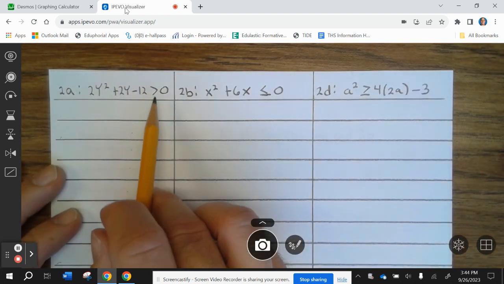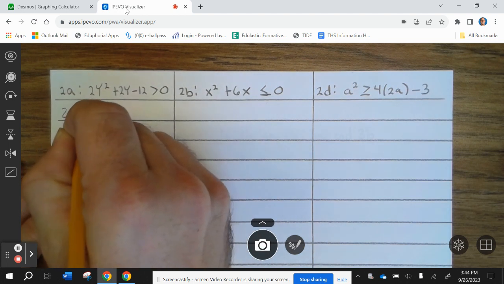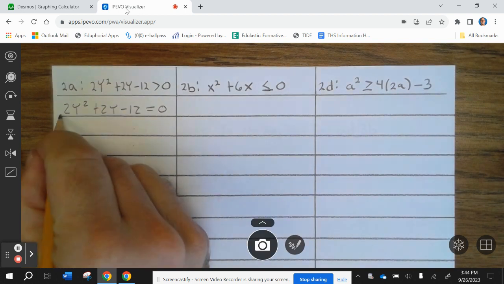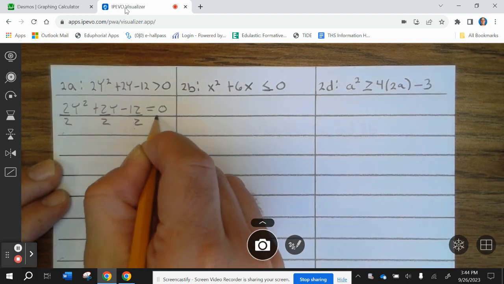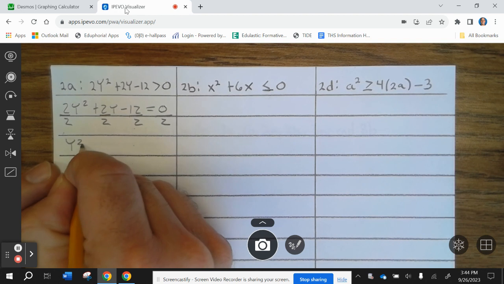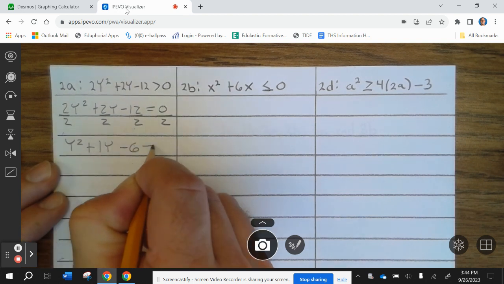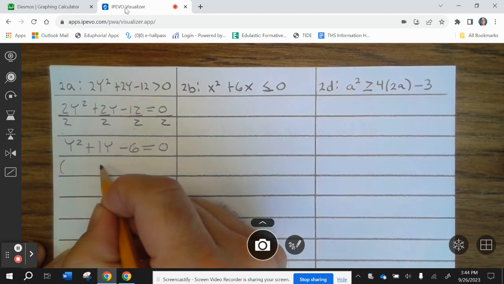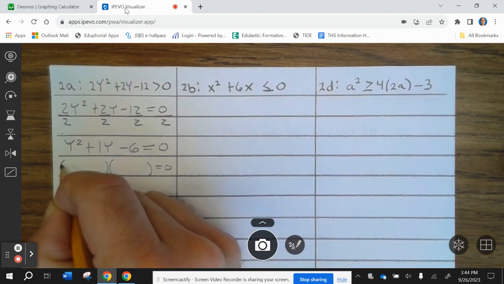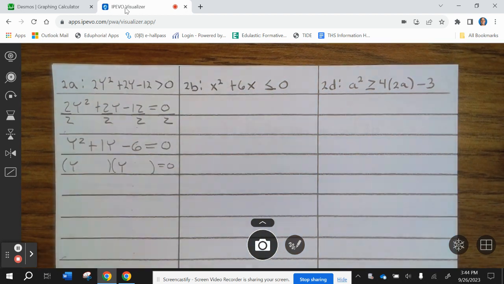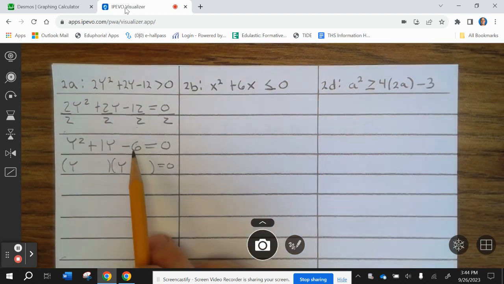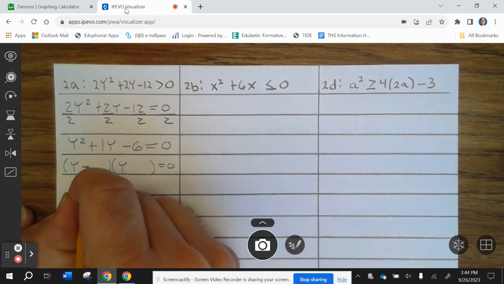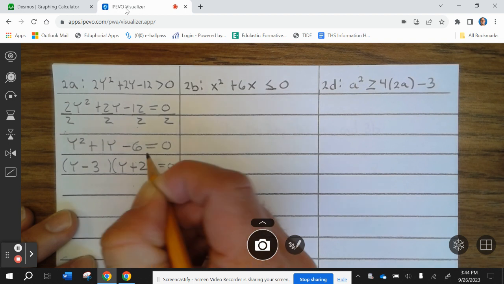Now, first thing we do is set this equal to 0. So we have 2y squared plus 2y minus 12 equal to 0. Now, we're going to divide everything by 2. So that becomes y squared plus 1y minus 6 equal to 0. Now, we're going to factor, which is y and y. Now, we need to figure out what numbers multiply to give you negative 6 and combine to be 1. The answer to that is negative 3 and plus 2.